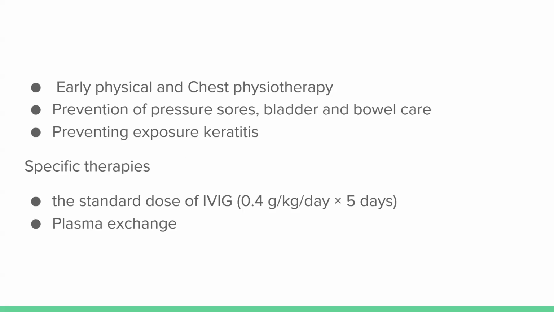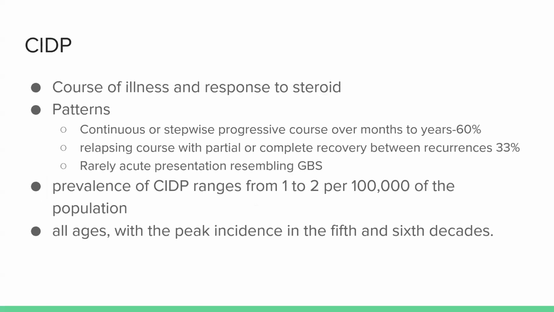For specific therapies, we have IV immunoglobulin or plasma exchange. IV immunoglobulin is usually what we use in our setup because of the ease of use and also availability. But it doesn't reverse weakness. What it does is accelerate recovery. One of the factors that is favorable for recovery is whether or not they received immunomodulatory treatment.